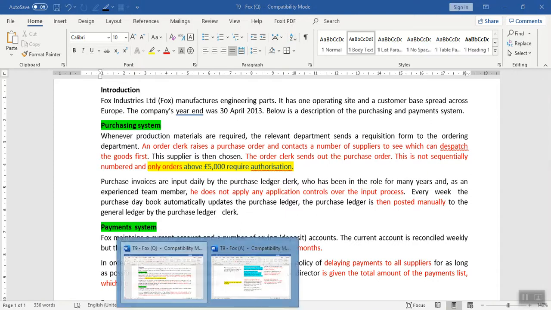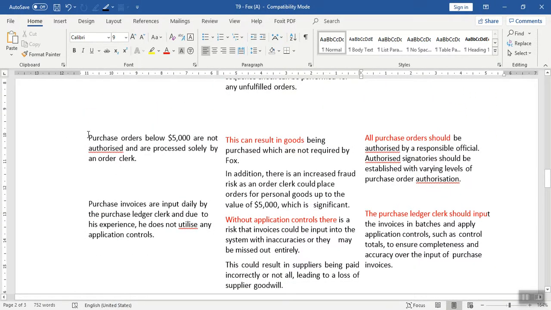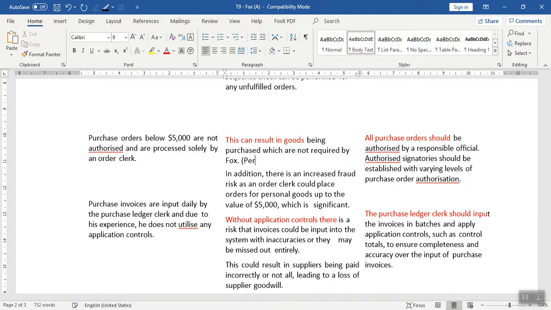Okay, so let's see whether the answer is correct or not. You can see purchase orders below 5,000 are not authorized and are processed solely by the order clerk. Then you get 1 mark because you identified that. Okay, so this can result in goods being purchased that are not required by Fox. Then you can say personal use also can.